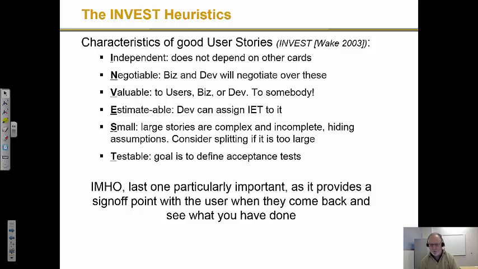Another paper by William Wake in 2003, which is still referenced, is the INVEST acronym for characteristics of good user stories. So INVEST means I is for independent, does not depend on other cards. One thing, and this is an assumption I don't really like, is that when you're doing these index cards, you don't write the card to say this one depends on that one. The user story shouldn't have language that says, after I do story 25 over here, then I can do this. Because when I take the cards and I want to reorganize, negotiate, break them up, and so forth, I don't want to be tightly coupled.